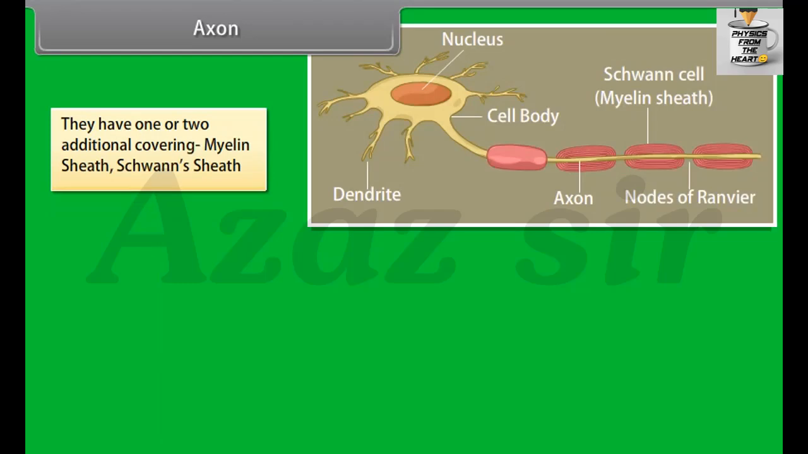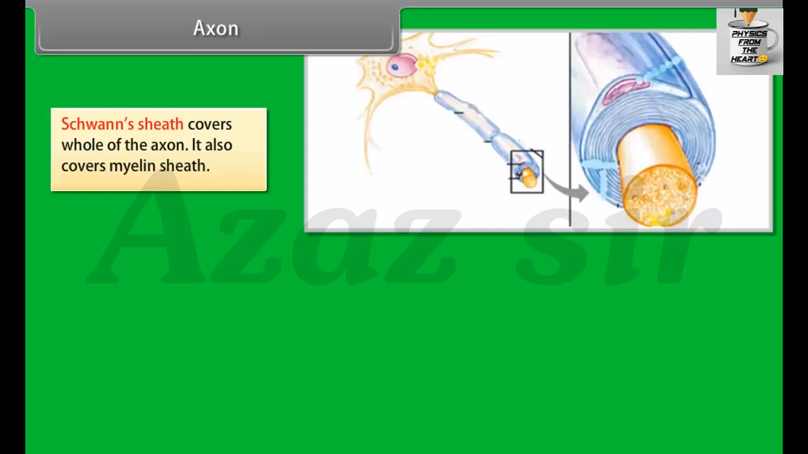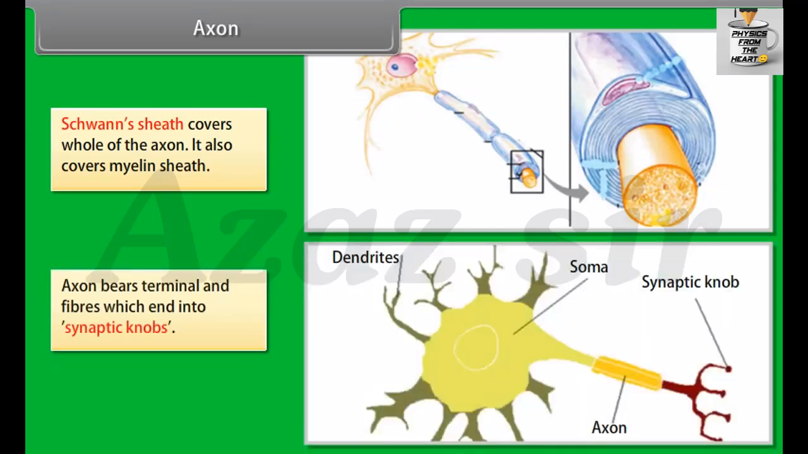Myelin sheath, Schwann's sheath. Myelin sheath around the axon is an insulating and protective sheath. At certain places, myelin sheath is absent, and that area is known as node of Ranvier. Schwann's sheath covers the whole of the axon. It also covers the myelin sheath. Axon bears terminal fibers which end into synaptic knobs.